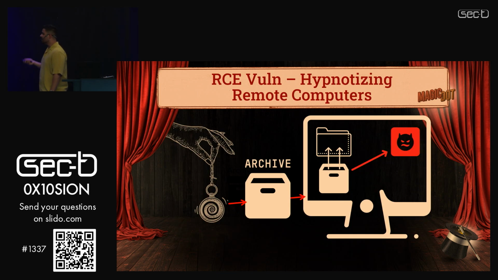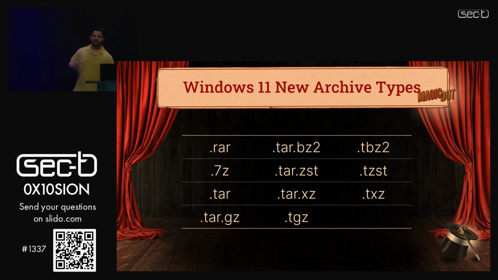And now we reach the grand finale, the best magic act for this magic show, in which I'm going to show you how I'm able to hypnotize a remote computer to run my malicious code. More specifically, we're going to see how I'm able to craft an archive that, when extracted on a remote machine, will write a file to wherever I want on the disk. Windows actually has a great attack surface for such a vulnerability now, since last year Microsoft added support for many new archive types that we've all been waiting for.